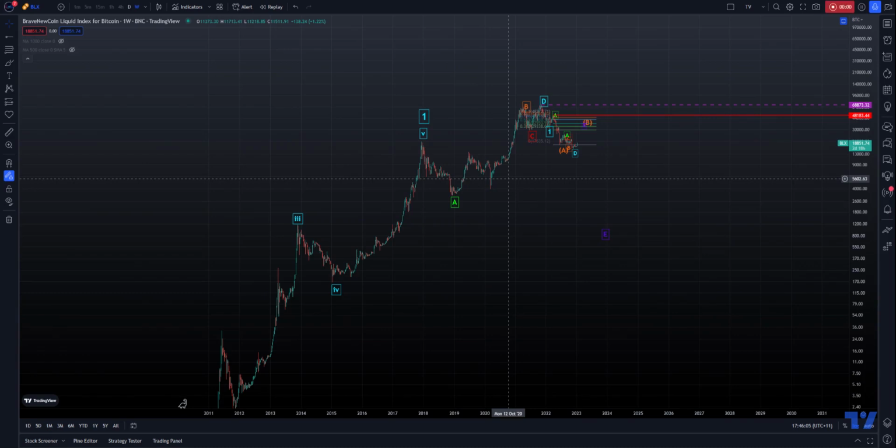Hi, this is Mike, and on this chart, we're looking at Bitcoin. So I'm going to attempt to demystify the patterns and the long-term goal for Bitcoin.